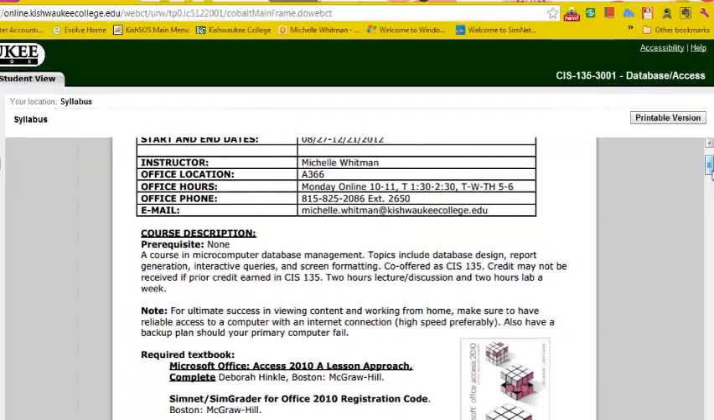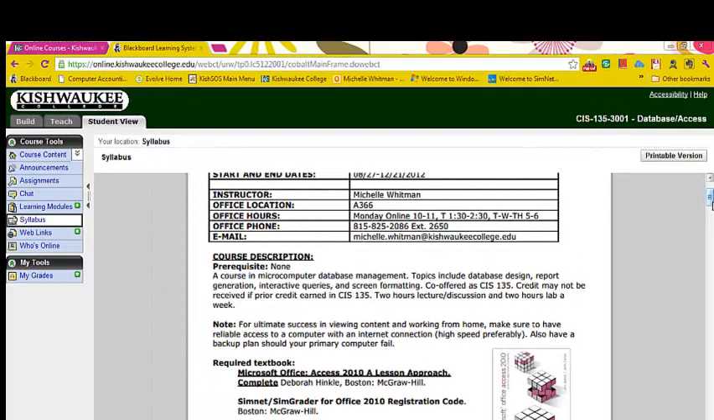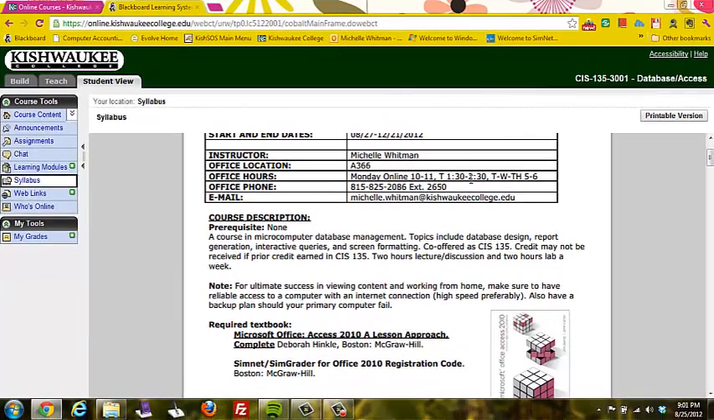My office hours will be Mondays online, which means you can go to the chat area over here to the left, and then I will be in that area. You can ask me questions through there. I will be in my office in A366 on Tuesdays from 1:30 to 2:30, Tuesday, Wednesday, Thursday from 5 to 6. My office phone is extension 2650.